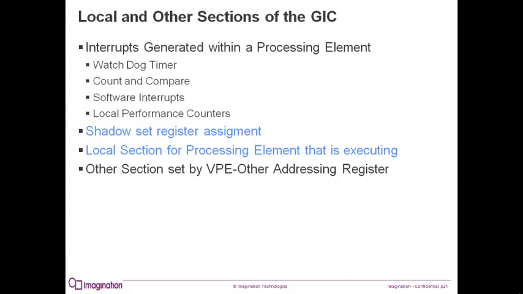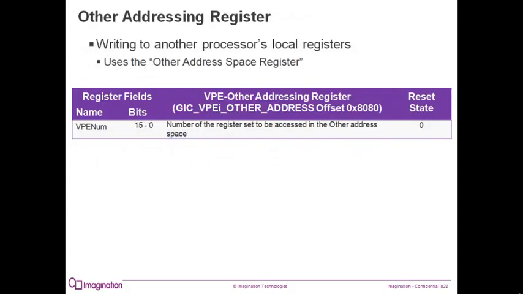The other address register is used to select the processor's registers that are accessed through the Other Registers Map section. The processor number is written to the lower 16 bits of this register. If you are running on an MT system, this would be a VPE number.